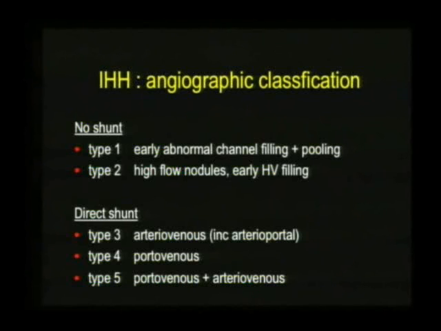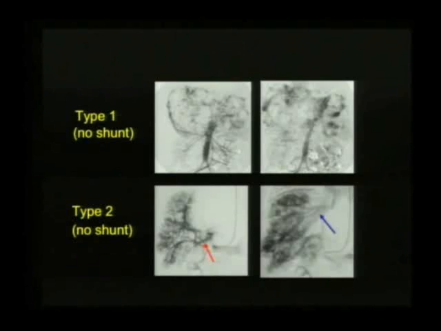hepatic vein filling. And then with the direct shunt type, either the shunts can be arteriovenous, including arterioportal, venous or combinations of portovenous and arteriovenous. So there's various different types of shunts, and here are some of the angiographic patterns. You can see with a type 1 where there's no shunt with this pooling of contrast, type 2 again with no shunt but hypervascularized nodules and early draining into prominent hepatic veins.